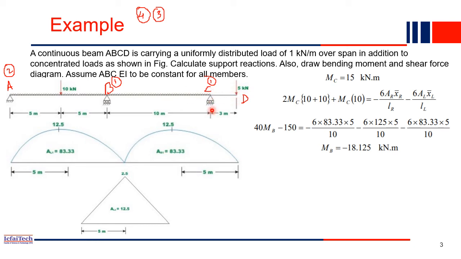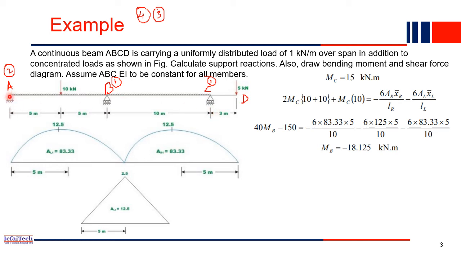So what is the moment here at MC, on the right hand side? By inspection only we can tell what the moment is. The moment will simply be force into distance, because here it is a cantilever portion. So force is how much? 5 into 3. So MC at this point is 15, because 5 into 3. Here at this point the moment is 15. By inspection only we can find it out.